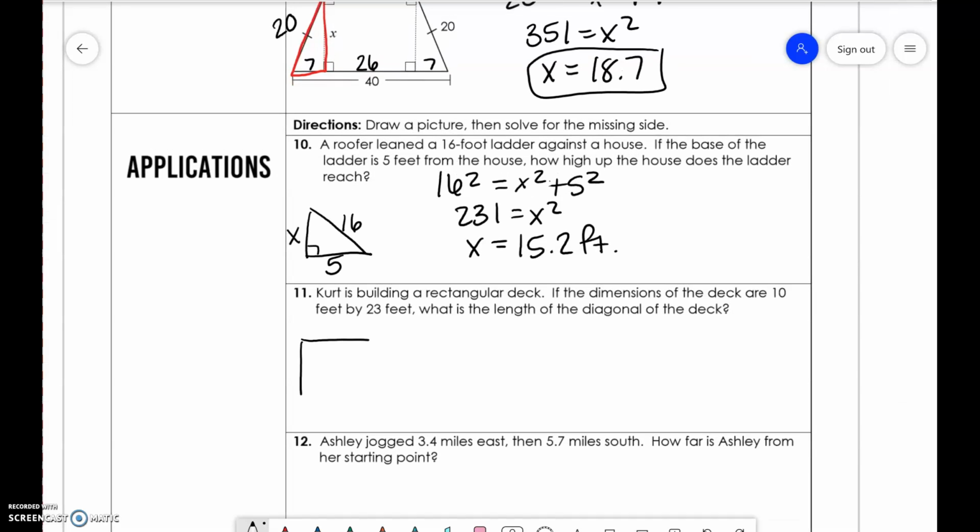Kurt is building a rectangular deck. The deck is 10 by 23. What is the length of the diagonal? So we would have x squared is equal to 10 squared plus 23 squared.